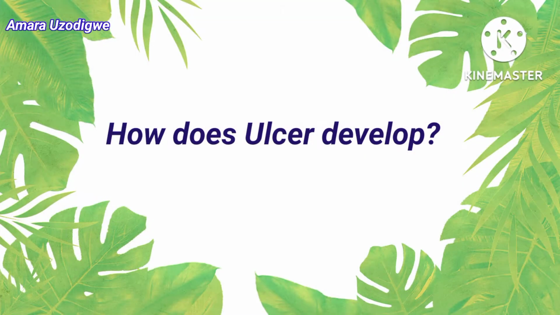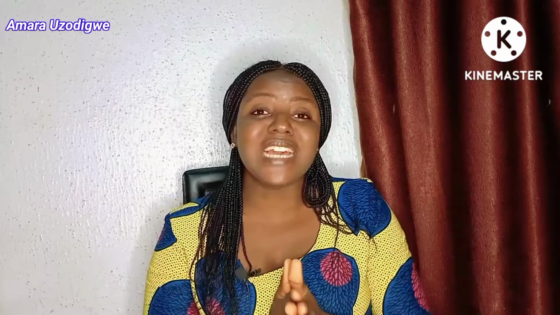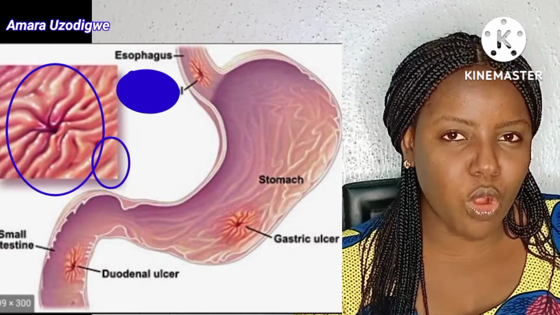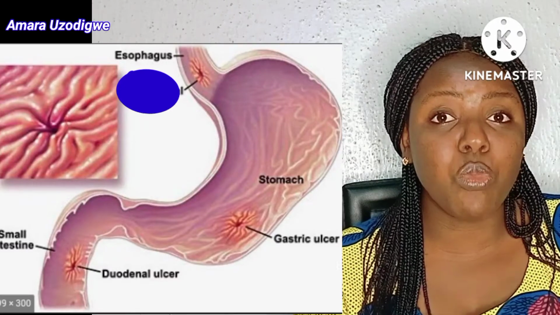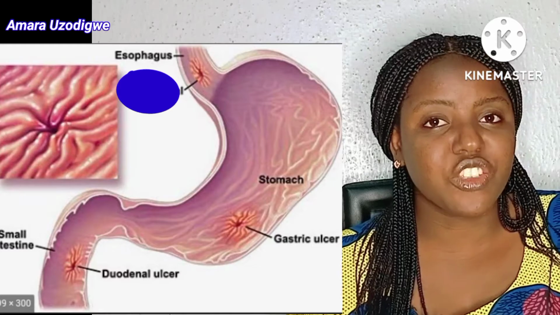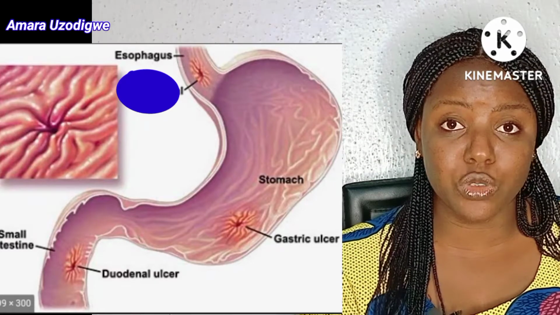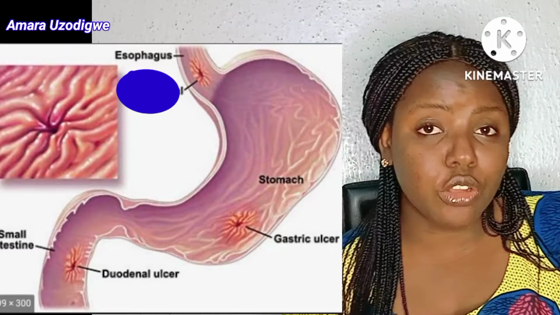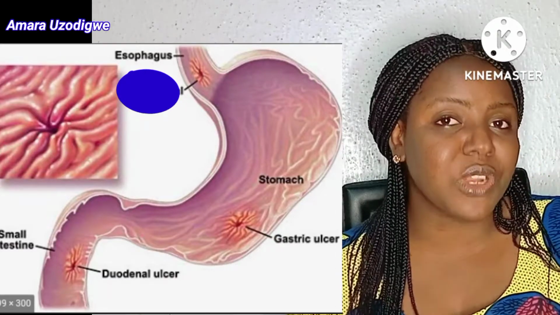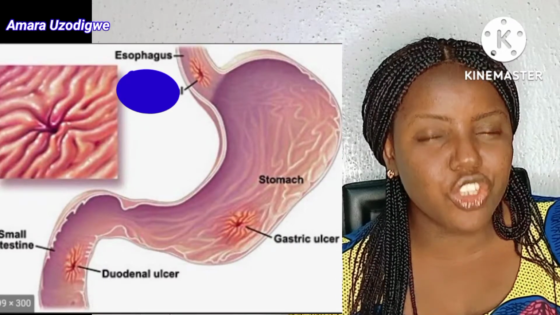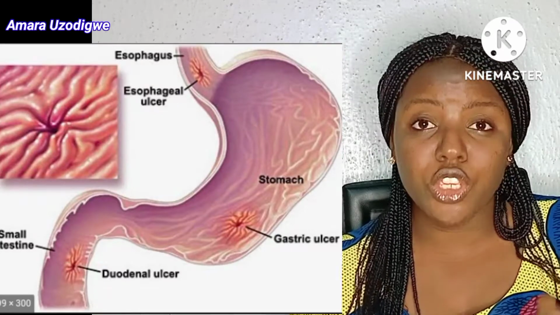Then how does ulcer develop? It occurs when there is a breakdown in the thick mucus that protects the stomach mucosa from the harsh effect of the gastric acid or other digestive juices that contain acid, one of which is hydrochloric acid. So if there is any breakdown in this thing that is protecting the stomach, then a condition known as ulcer will develop.